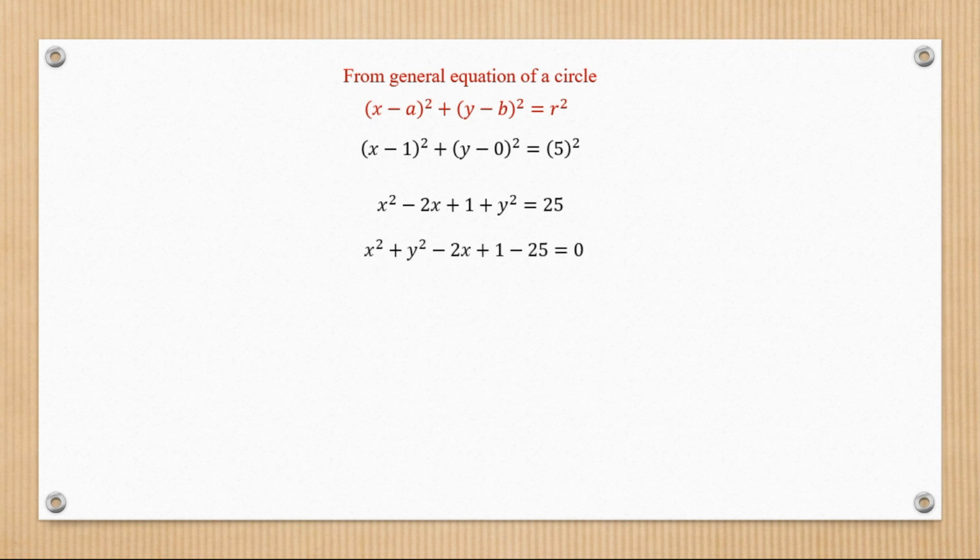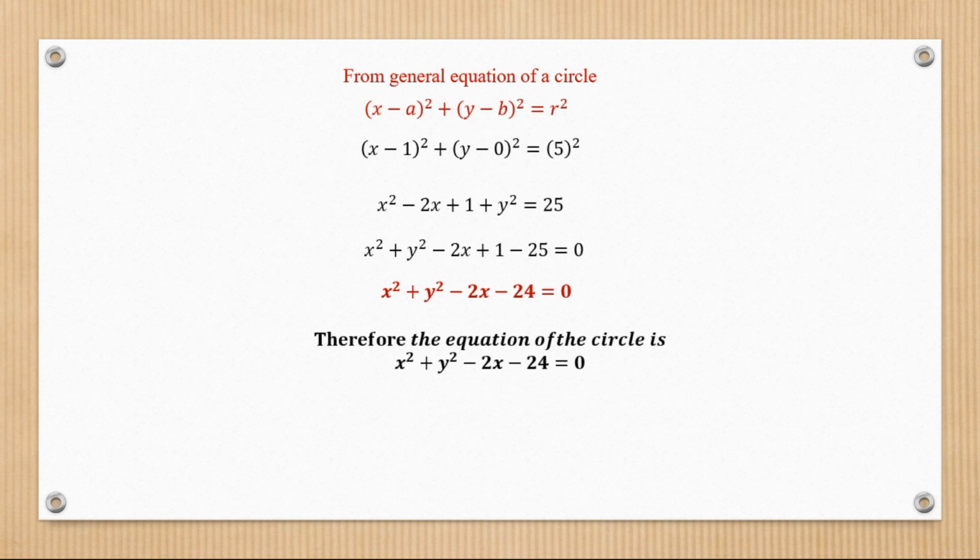So now arrange this, and I'll have the equation of the circle being x squared plus y squared minus 2x minus 24 being equal to 0. So therefore the equation of the circle is x squared plus y squared minus 2x minus 24 is equal to 0. And that is the answer they wanted.